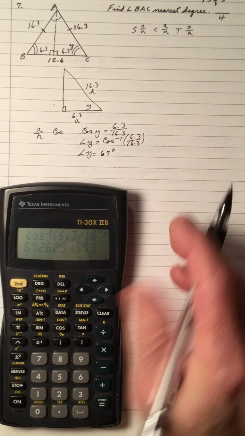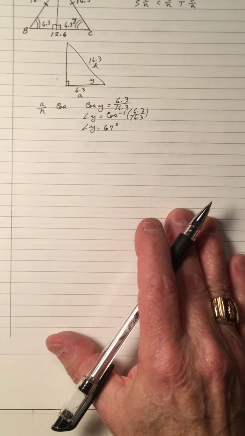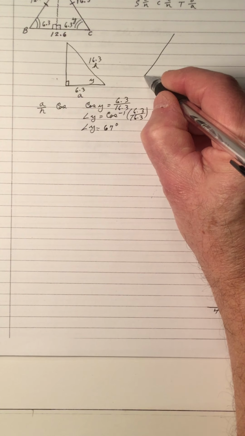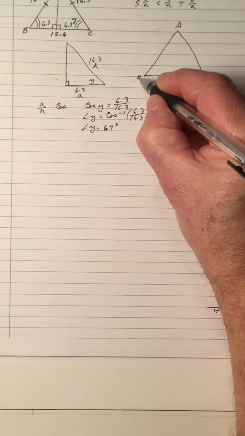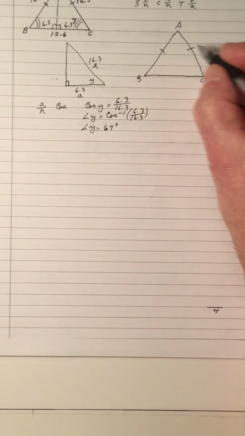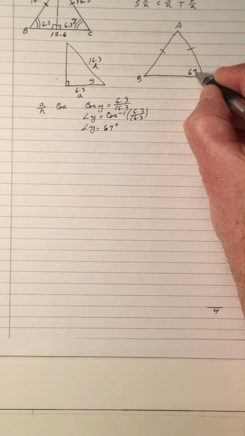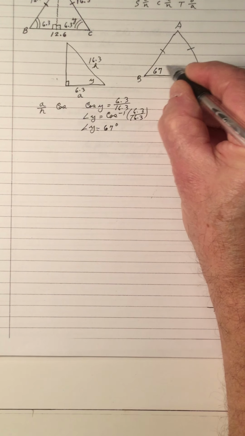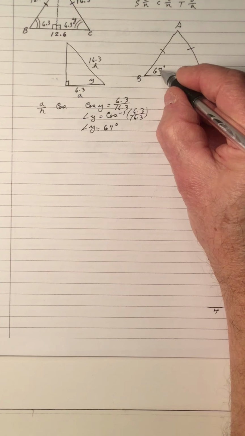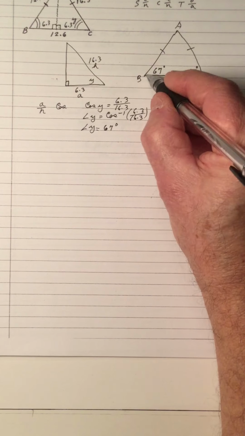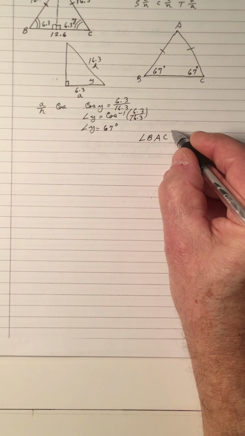Okay, now let me draw the triangle separately. Let me move the calculator away. I'm going to draw the triangle without all these in. So here's the triangle A, B, C, with these 2 sides equal. If these 2 sides are equal, and this angle here is 67, that means this angle here is 67, because the 2 angles are opposite the congruent sides. So angle BAC is the angle we want.